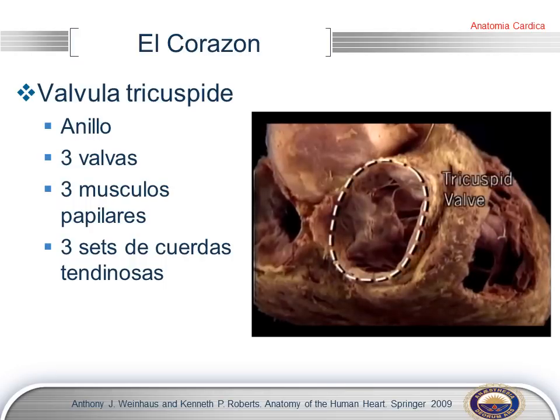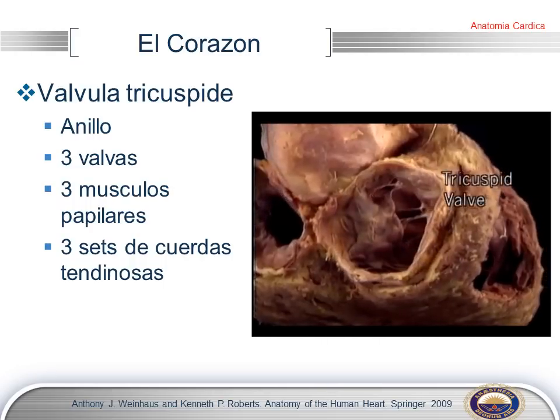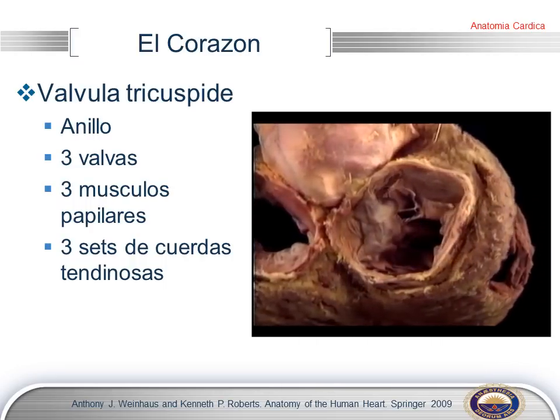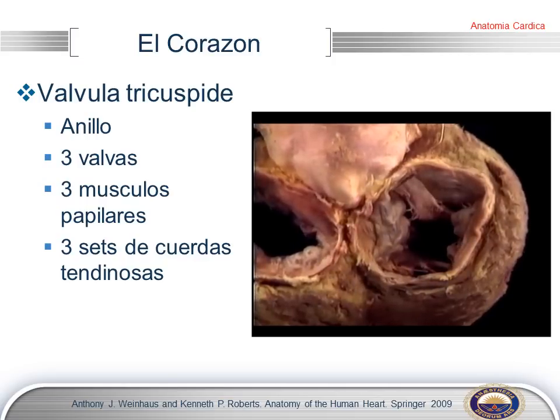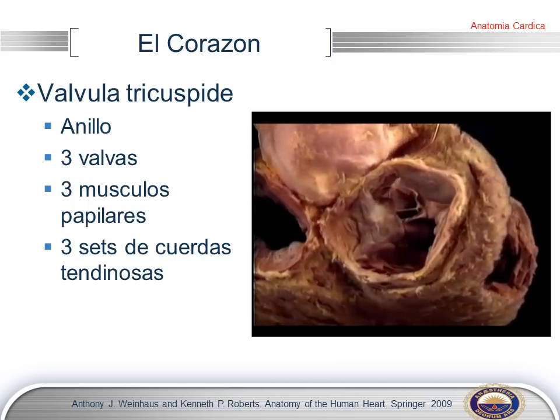The tricuspid valve is also called the right atrioventricular valve. It usually has 3 cusps, sometimes only 2. Here there are 3. They're known as the septal, anterior, and posterior cusps. The posterior cusp is partly out of sight.